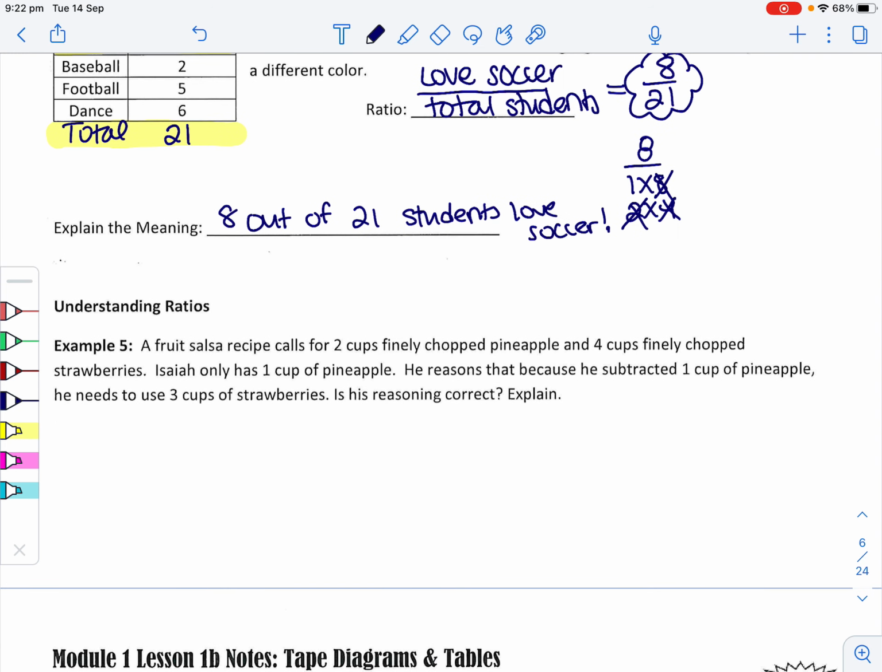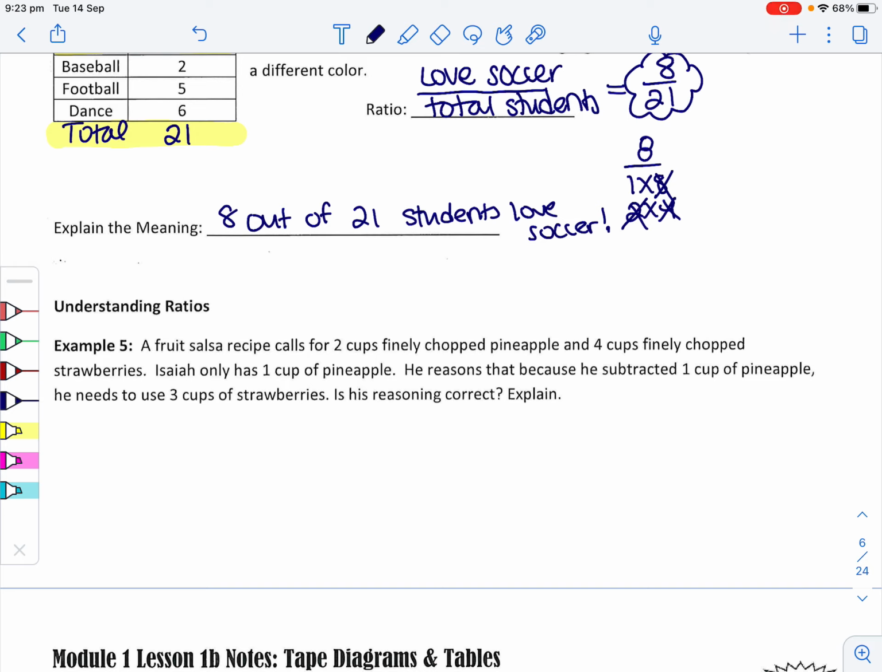This last question here is just a brief understanding of how ratios work and do we understand what they mean. So this says a fruit salsa recipe calls for 2 cups of finely chopped pineapple and 4 cups of finely chopped strawberries. Isaiah only has 1 cup of pineapple. He reasons that because he subtracted 1 cup of pineapple, he needs to use 3 cups of strawberries.